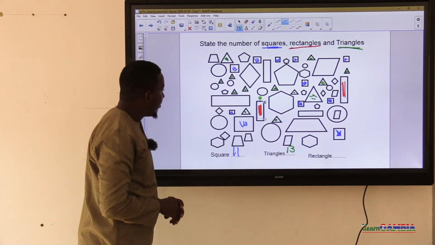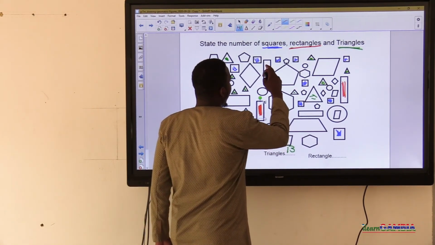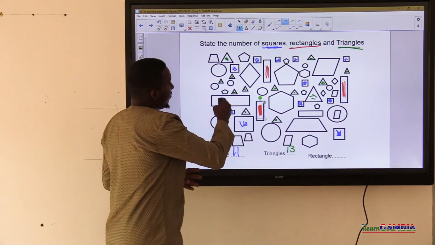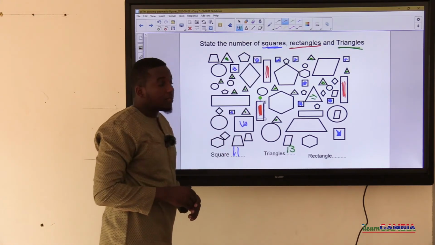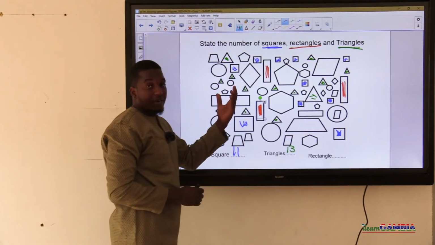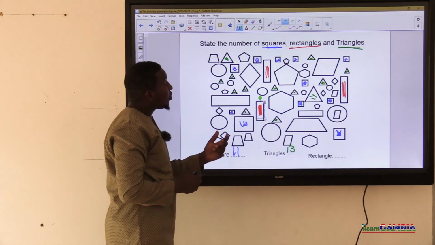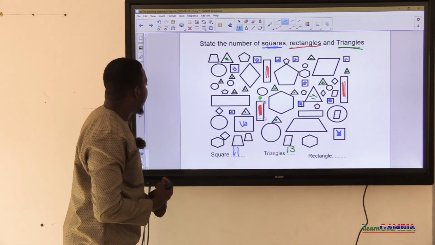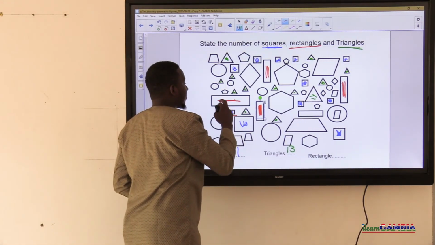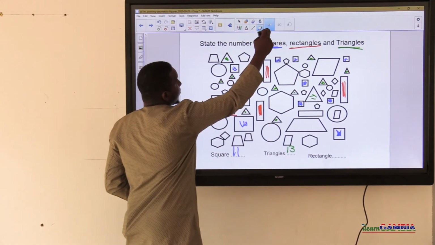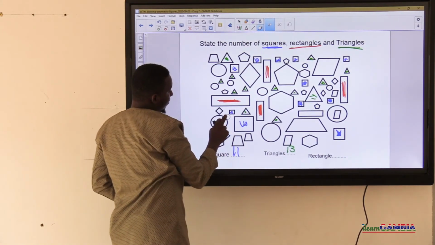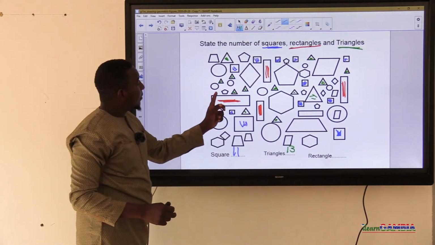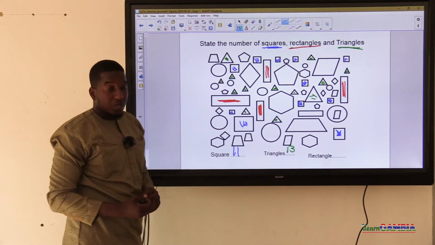Is that all? No. There is another one here. This one too is a rectangle. It has 4 sides. The opposite sides are equal and they are parallel to each other. It also has 4 angles, so it is a rectangle. Are we done? No. This one too is a rectangle. It has 4 sides. The opposite sides are parallel and they are also equal, so it is a rectangle.